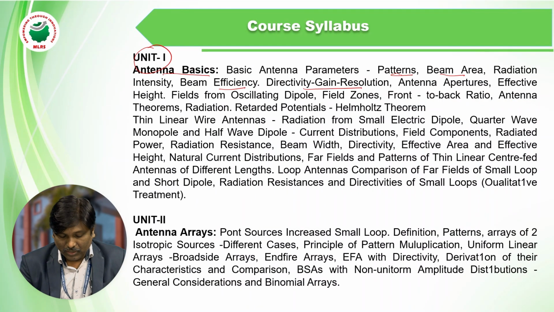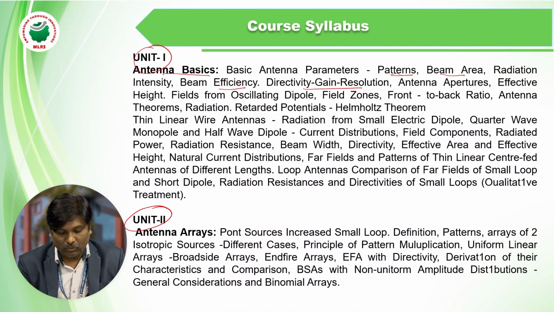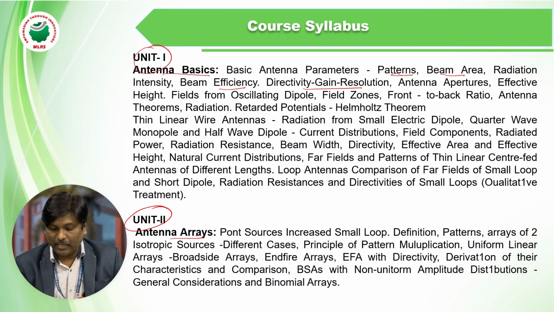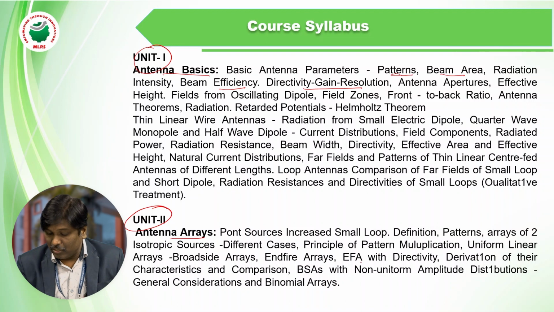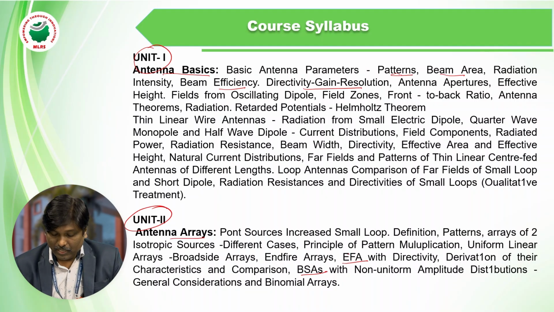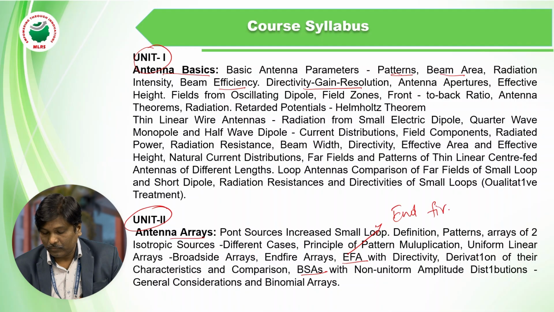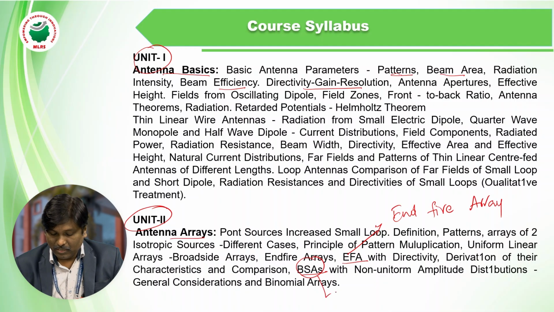Now I move on to the syllabus. Here unit 2 is antenna arrays. In this unit I have basically 2 different types of antenna arrays, that is EFA and BSA. EFA stands for end fire array, and BSA is broadside array. End fire array and broadside array.